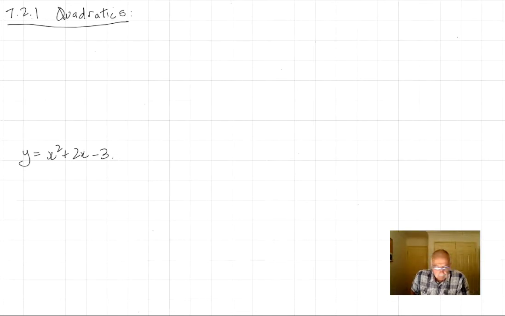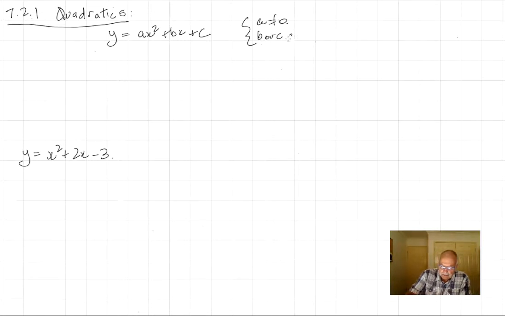Okay, now we're going to move on from linear functions to quadratic functions. Quadratics are of the form y equals ax squared plus bx plus c. Now, to be a quadratic, a cannot equal 0. In other words, you must have an x squared for it to be quadratic. If a was equal to 0, you've just got a linear function, bx plus c. So a cannot be equal to 0, but b or c can equal 0.